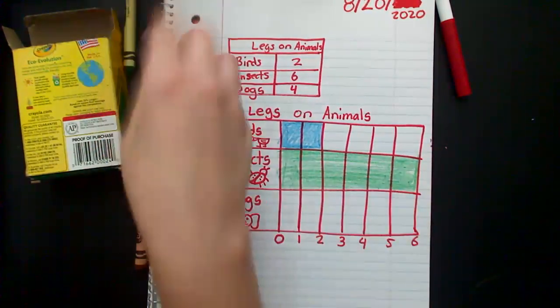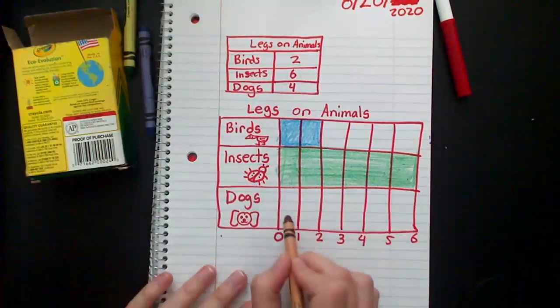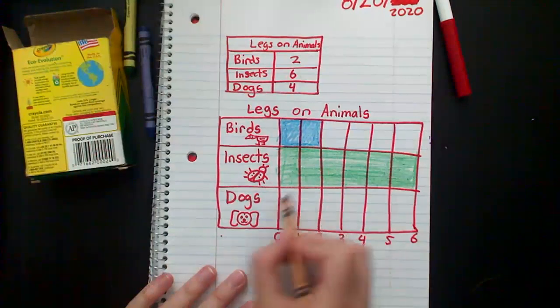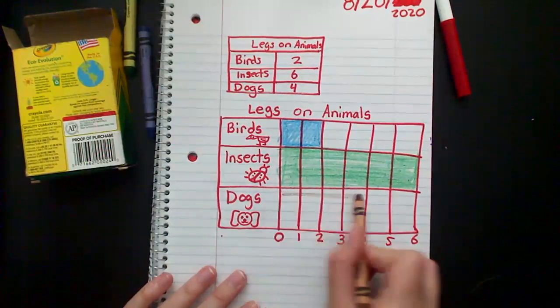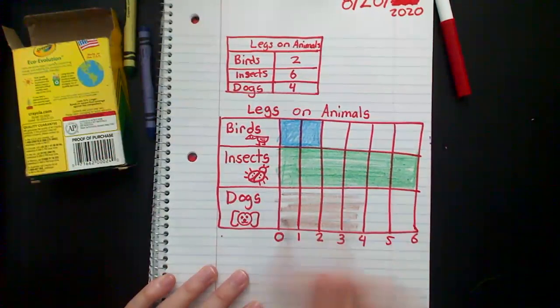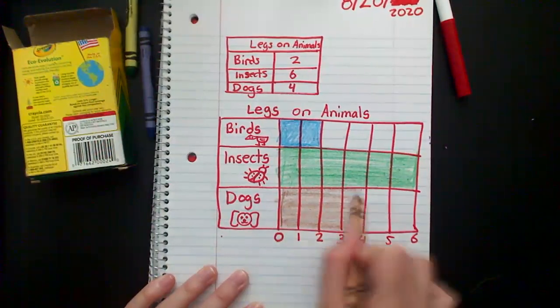And then lastly, we have dogs. And if we look up here, dogs have 4 legs. So we're going to count 1, 2, 3, 4, or we can go up and down and we see a 4. So we'll go ahead and color all of this brown. Okay.